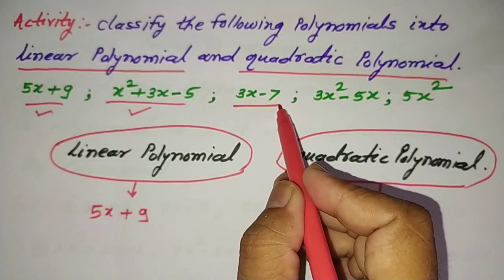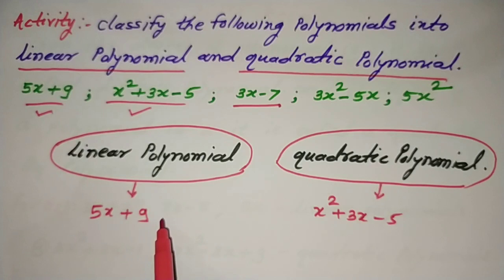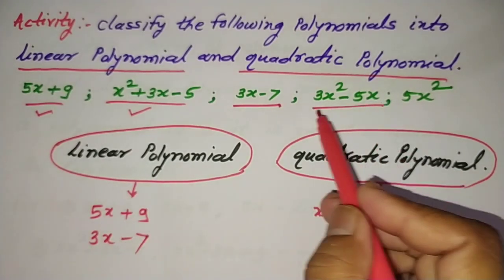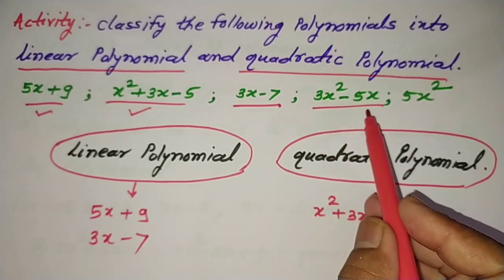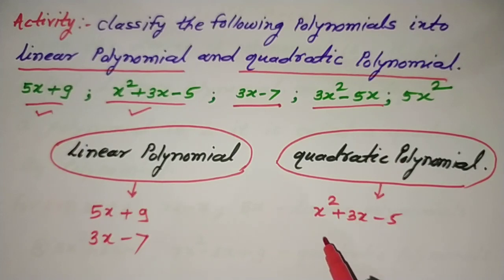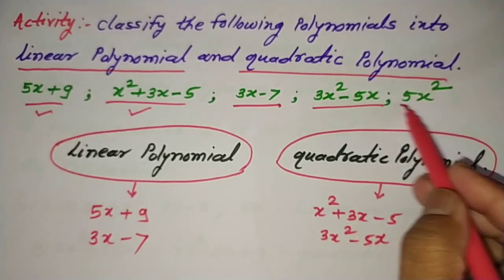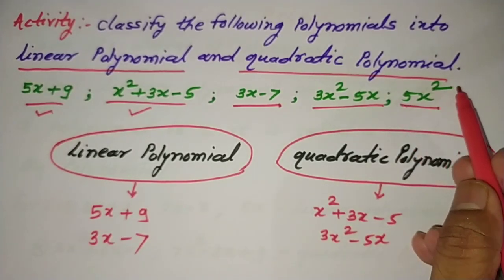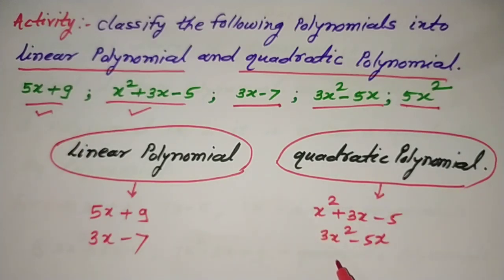3x minus 7, the degree of the polynomial is 1, so it is a linear polynomial. 3x square minus 5x, the degree of the polynomial is 2, and this polynomial is a quadratic polynomial. And 5x square, the degree of the polynomial is 2, and it is a quadratic polynomial. This is the classification of linear polynomials and quadratic polynomials.